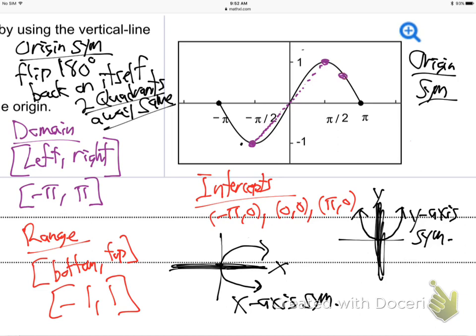Take any point you want, go through the origin, same distance other side, boom. All the points are reflected through the origin to the same distance on the other side. The origin's like a little tiny mirror. But it's easier to just think, what if I flipped it halfway around? That's origin symmetry. All right.